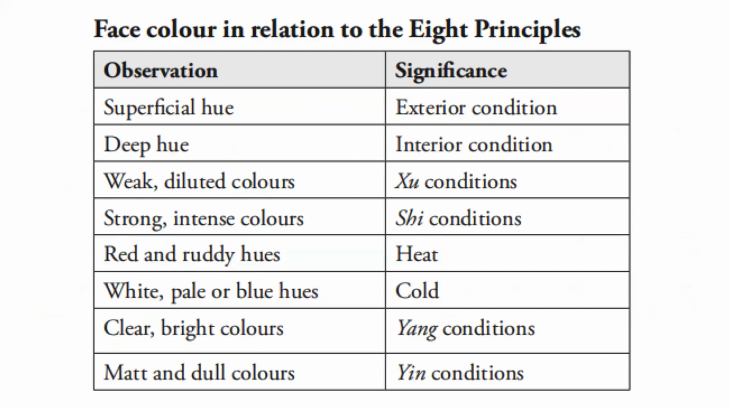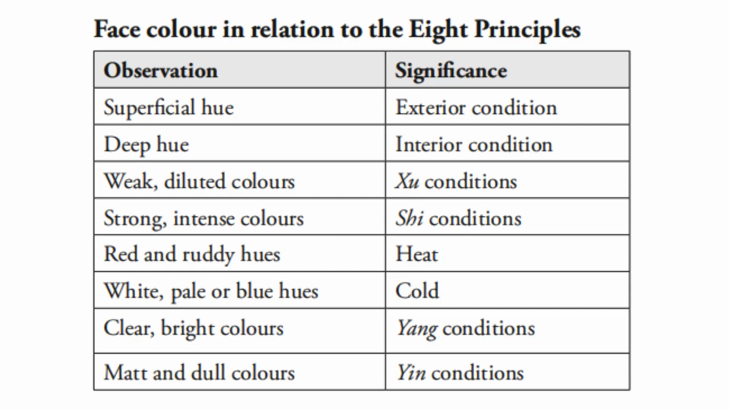Here we have a table showing the face color in relation to the 8 principles. If we observe that the face has a superficial hue, it indicates an exterior condition. If the facial color has a deep hue, it indicates an interior condition. If the face color shows weak and diluted colors, it indicates a deficient condition. If the face color is strong and intense, it indicates an excess condition.